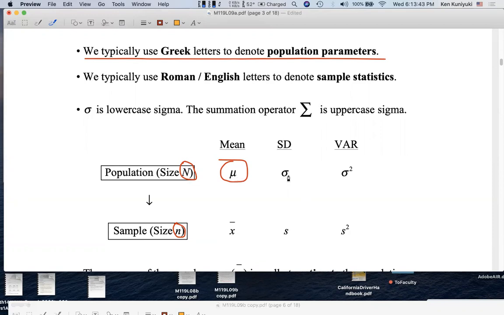The Greek letter lowercase sigma, this here is lowercase sigma. It's the little brother of this uppercase sigma over here, which indicated summation. Lowercase sigma denotes population standard deviation, or SD. It's like a sideways 6.